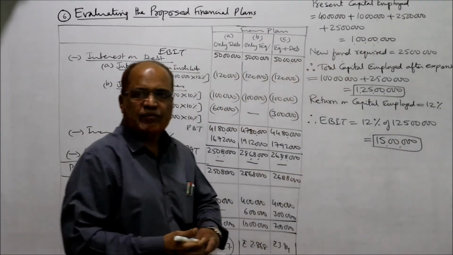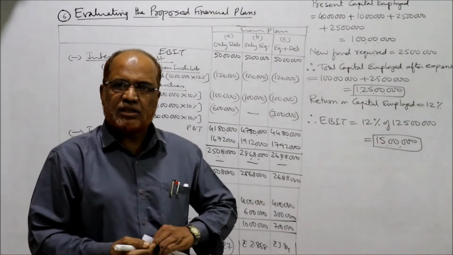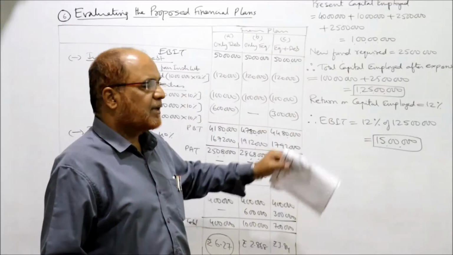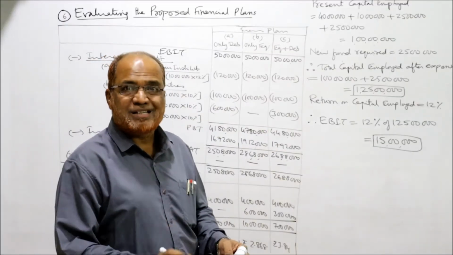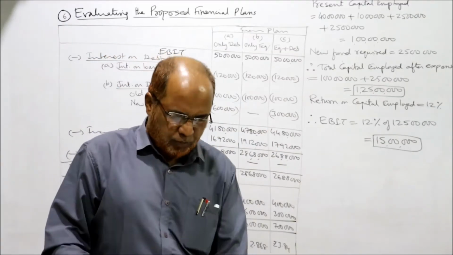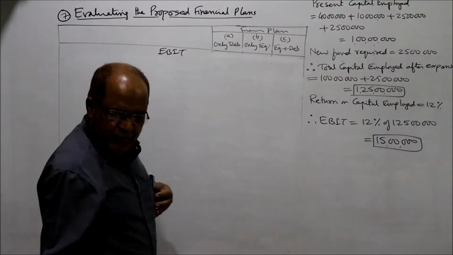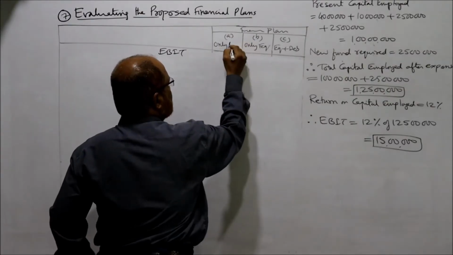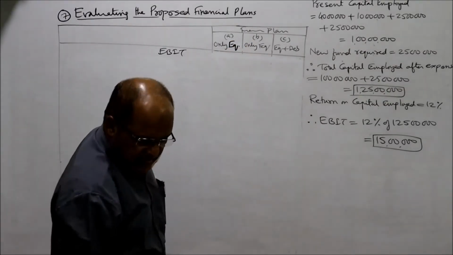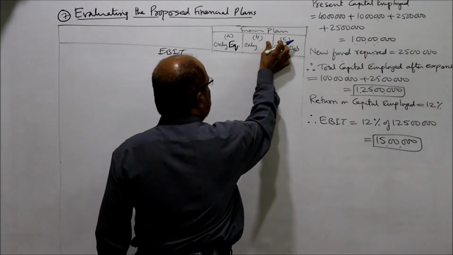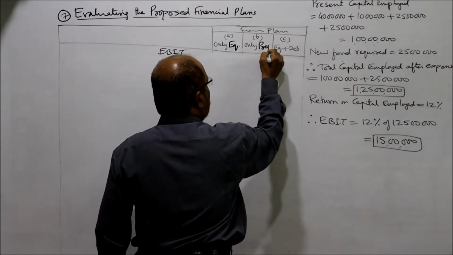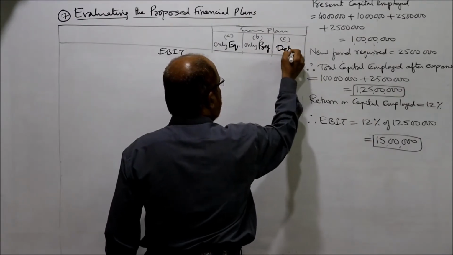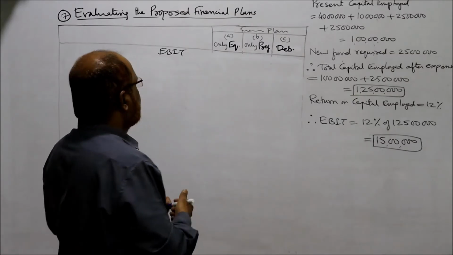So in the previous problem, EBIT was given, but in this problem, EBIT is not given. So we have calculated EBIT according to the given percentage of return, right? That is a new point. Now we'll start. First plan, we have only equity. Second plan, we have only preference. And third plan, we have only debentures. Only debentures, right?